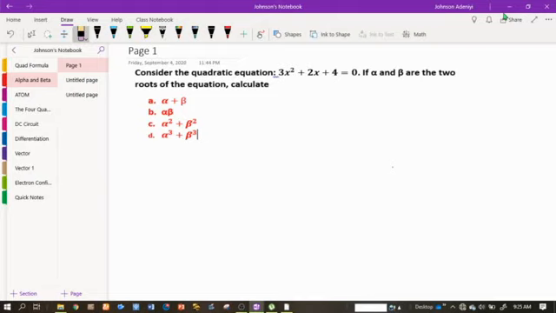So today we are going to be looking at the simplifications that have to do with the roots of a quadratic equation. So let's look at the question we have on the screen. Consider the quadratic equation 3x squared plus 2x plus 4 is equal to 0. If alpha and beta are the two roots of the equation, calculate (a) alpha plus beta, (b) calculate alpha times beta.